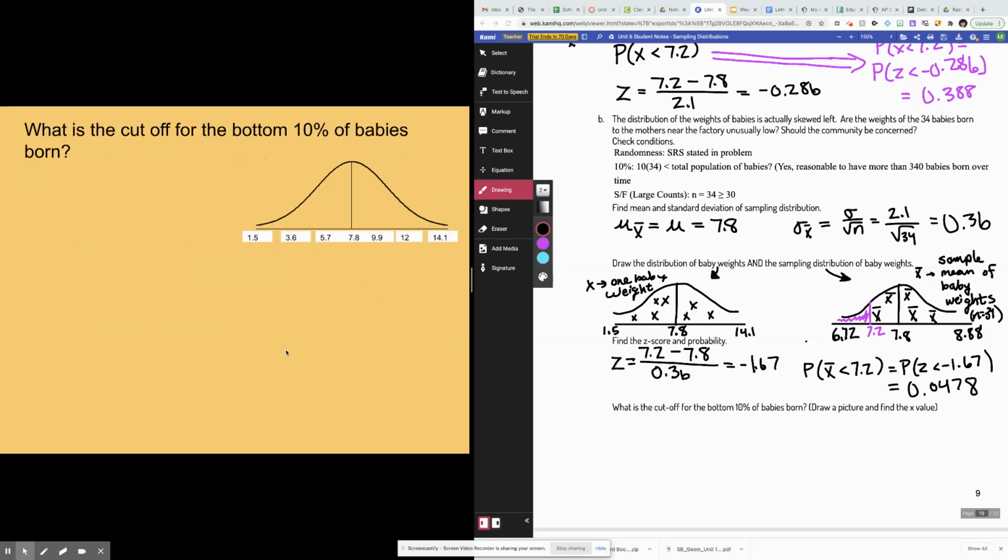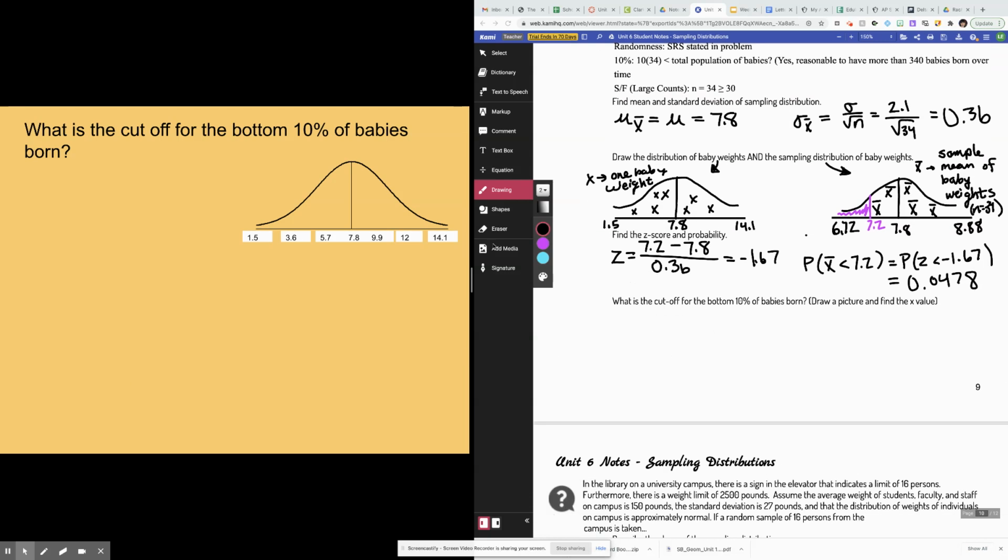So last part of this one is asking what's the cutoff for the bottom 10% of babies born. Okay, so here, if they're asking you about a bottom 10%, they're talking about the entire distribution. Okay, so not the sampling distribution, but rather the sample distribution. Okay, they're talking about the population here, essentially. Okay, so when I draw my picture of my normal distribution, it's my sample distribution, where the mean is 7.8 and the standard deviation this time is 2.1.